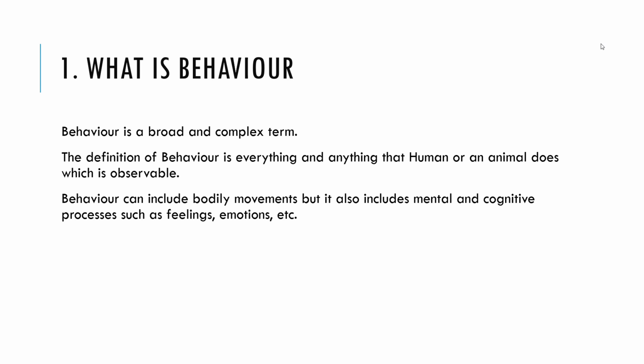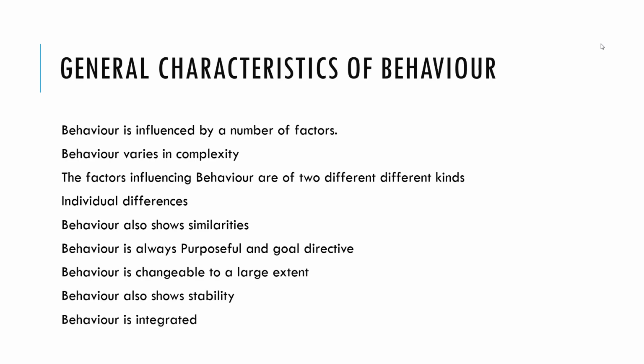Behavior can be direct and indirect. Now, observable means walking, running. These are also types of behavior, and this includes bodily movements and is observable. But what about indirect behaviors? These are the behaviors which include mental and cognitive processes such as feelings, emotions, etc. Such as someone is feeling sad, you can't see it. He might tell you in a vocal way that he is sad, but you can't observe that. So it comes under indirect behavior.